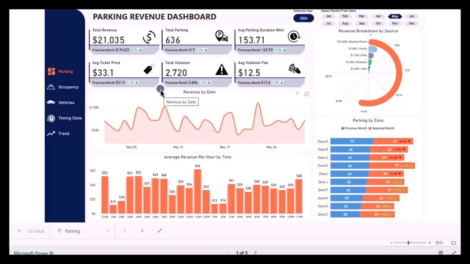Now, moving on to the graph showing revenue by date. This visual helps you spot daily trends. For example, on the 19th of May, there's a noticeable peak. Was there an event in the area? Did your pricing strategy change? This insight helps you plan for high demand days and ensure you are prepared to handle the surge.